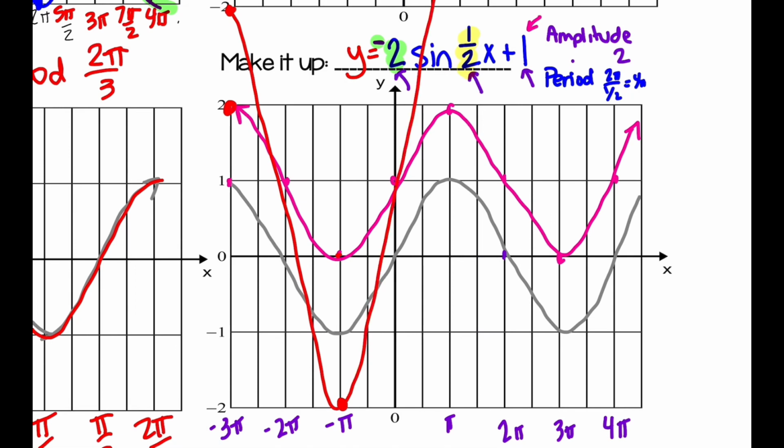Whoops. Like that. So my amplitude is 2, because if you look from your midway point, from your high point to your low point. I did that wrong.